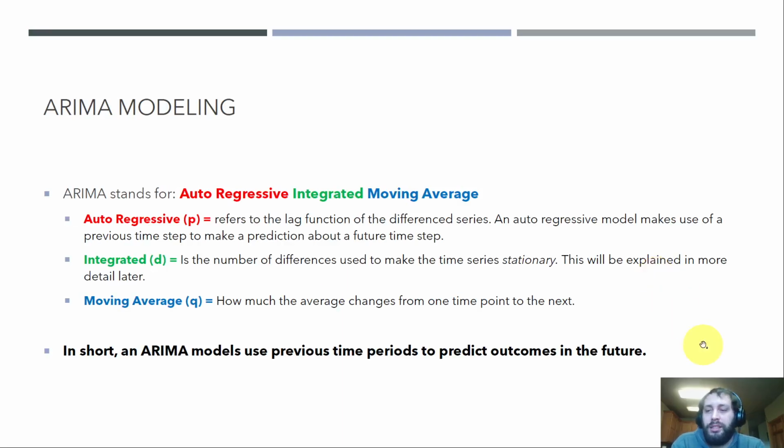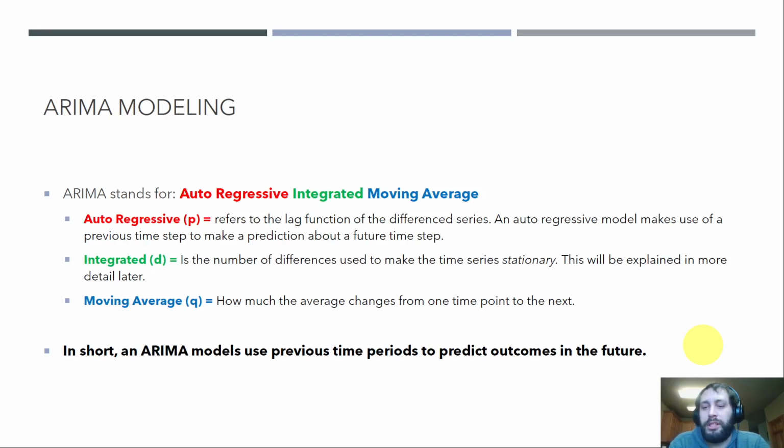So, just to start, ARIMA stands for Autoregressive Integrated Moving Average, which I know is a mouthful, but you can separate this into three different parts. You can start off with the autoregressive, also known as your P, which refers to the lag function of the difference series. An autoregressive model makes use of a previous time step to make a prediction about a future time step. That's essentially what that autoregressive is, it's regressing onto itself.